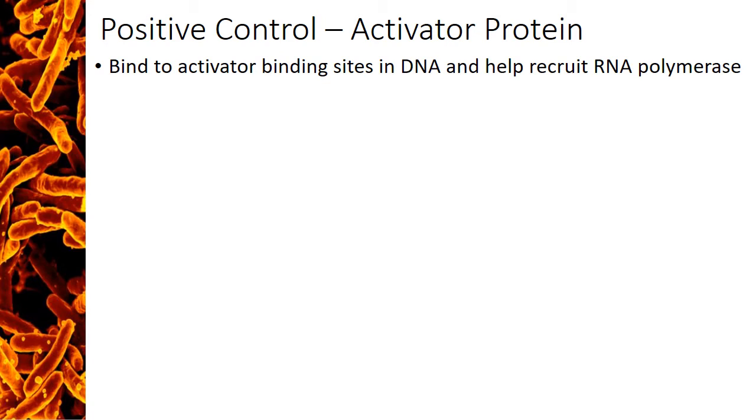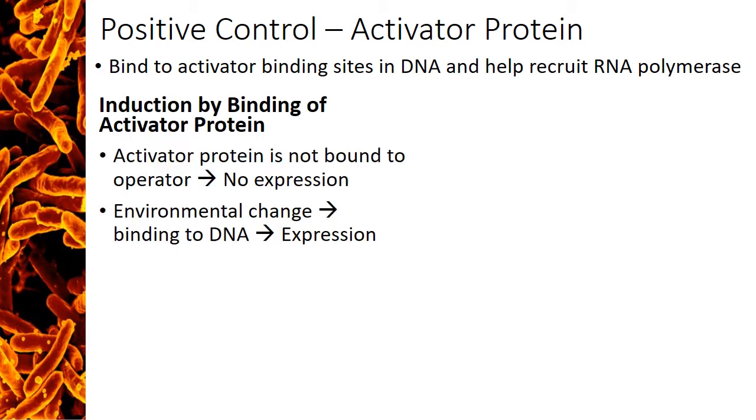Activator proteins are the opposite of repressor proteins. When regulation is being done by an activator protein, it's called positive control. These proteins bind to activator binding sites in the DNA, and they help recruit RNA polymerase to the promoter. By increasing the amount of RNA polymerase binding to the promoter, activator proteins increase transcription of a gene, turning it on. Similar to repressor proteins, they can be involved with both gene induction or repression.